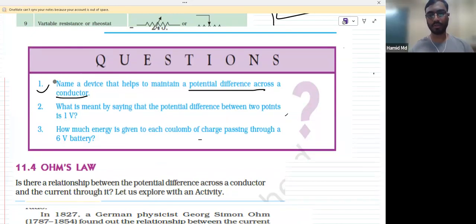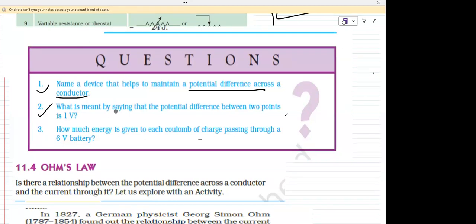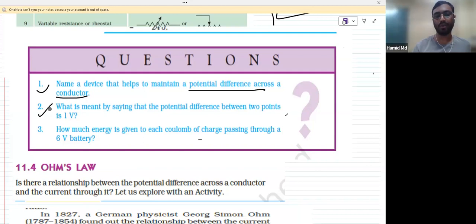Madhya, what is meant by saying the potential difference between two points is 1 volt? What does it mean? You may define it in terms of work done. Okay, sir. So go and read the text. I already explained it. Go and read the text and then solve these problems.